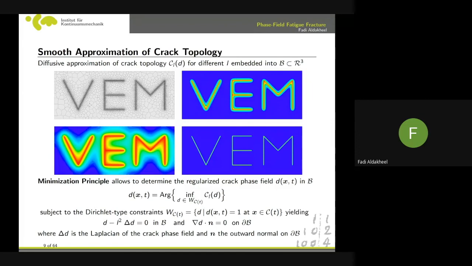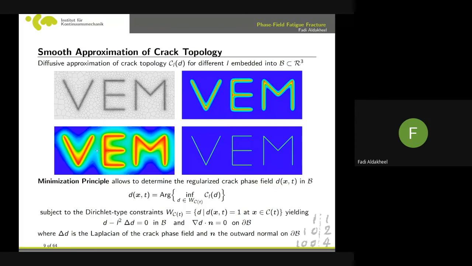So think about this example. I have given you a prescribed crack, where the crack is shaped like the alphabet V, E and M. At this alphabet, where it goes, I have d equal to 1 as a Dirichlet boundary condition. I'll give you this one as input, and I want to illustrate the influence of this length scale parameter. So I start with a bigger length scale. Let's call it L1, which is the biggest one.